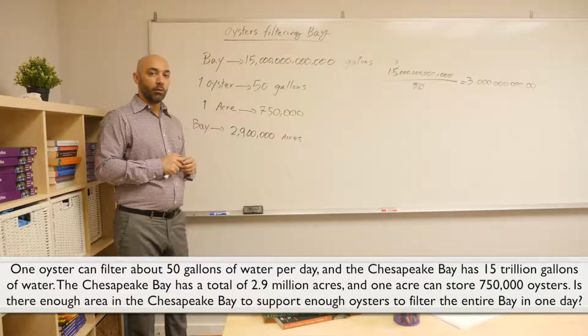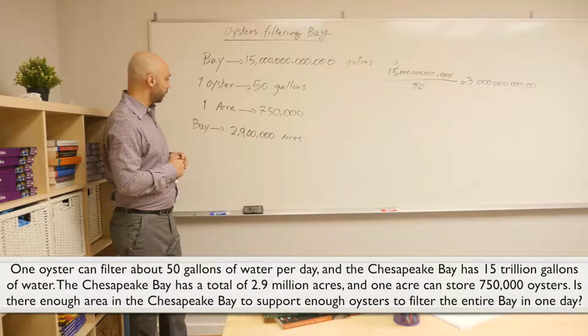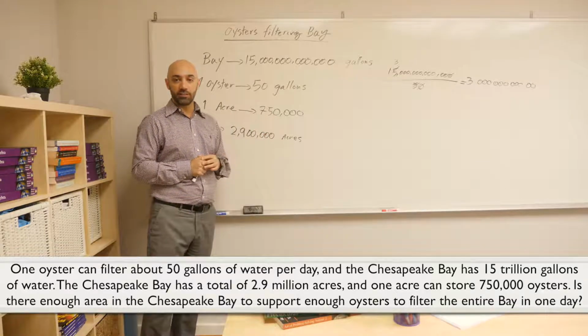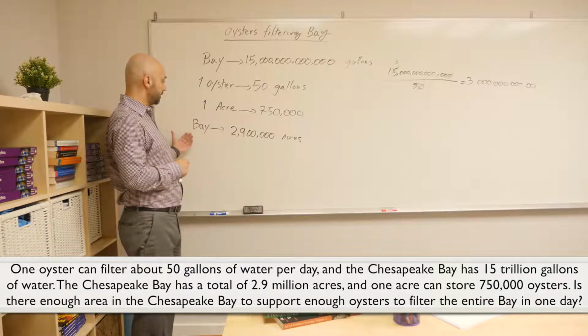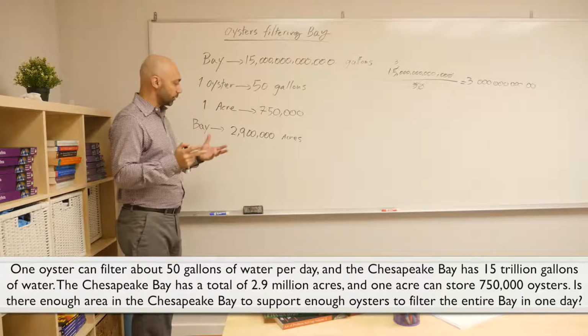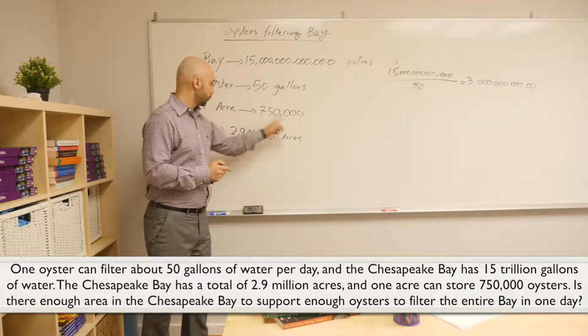Now we're going to find how many oysters actually are in the bay. Based on the information in the problem, we know that each acre in the Chesapeake Bay contains 750,000 oysters, and the whole bay contains 2.9 million acres. Now to find the total number of oysters, we just multiply this number by the total number of acres.